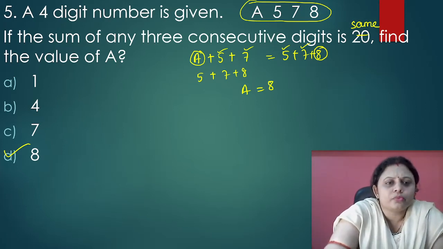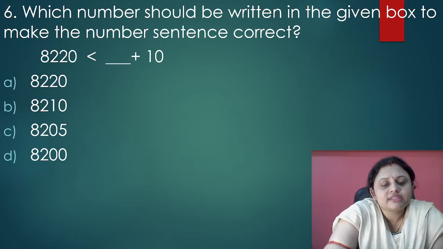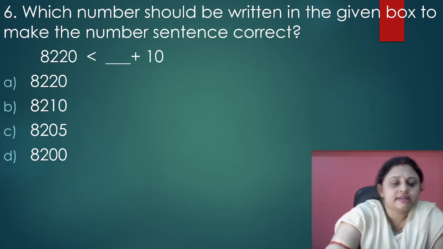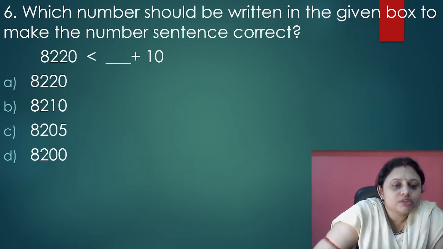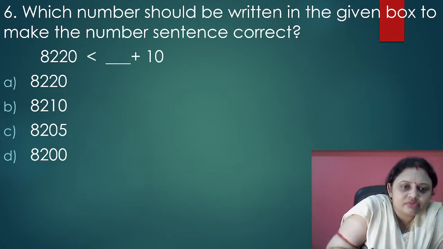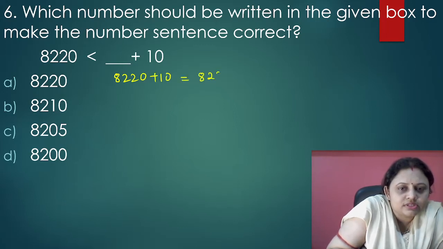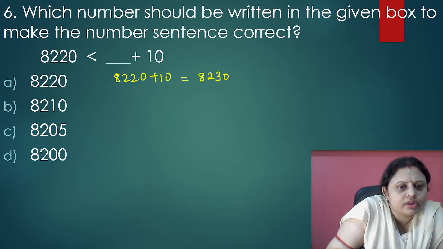Okay. So next question. Which number should be written in the given box to make the number sentence correct? 8220 is less than dash plus 10. Okay, so we have to check the numbers. So here if I will write 8220 plus 10, that will be equal to 8230. Okay, so this option is correct.